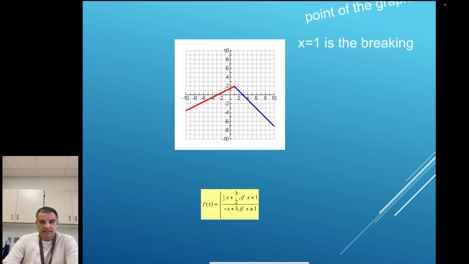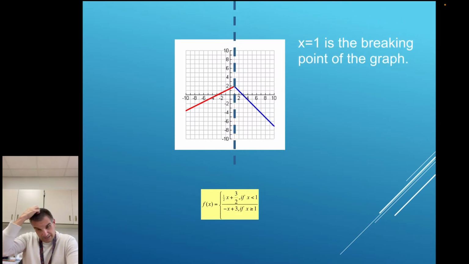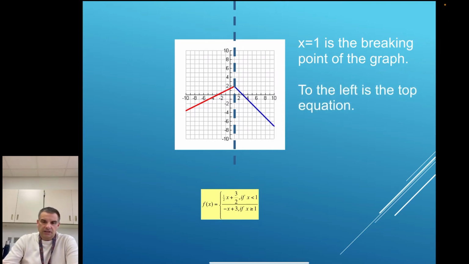Okay, so x equals 1, that's kind of the breaking point. Each of those graphs is never going to go over the 1 because we have less than 1 or greater than or equal to 1. So that's kind of a breaking point, right at that 1. The right-hand graph then is the one that's to the top and to the left.